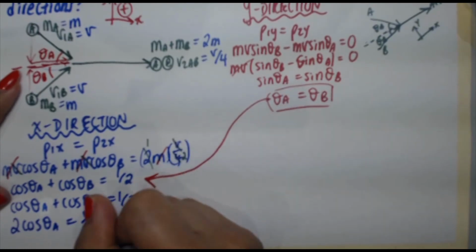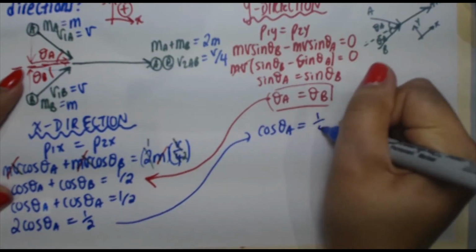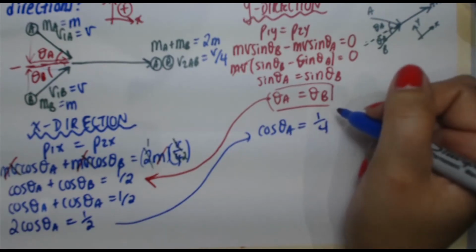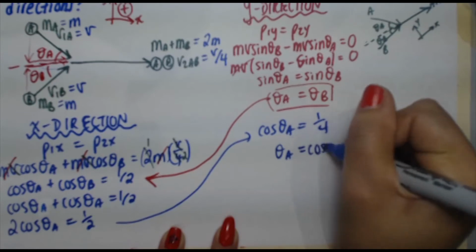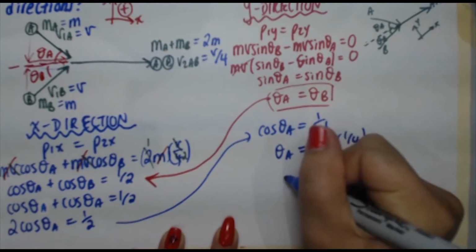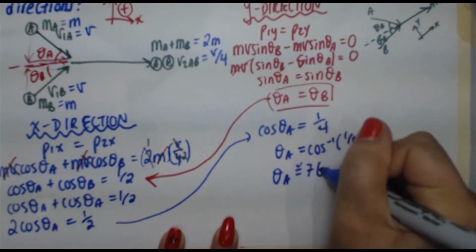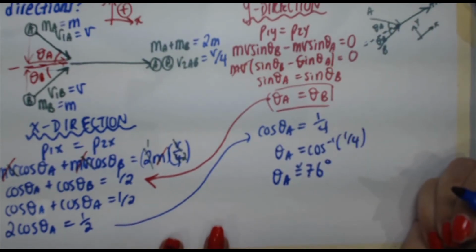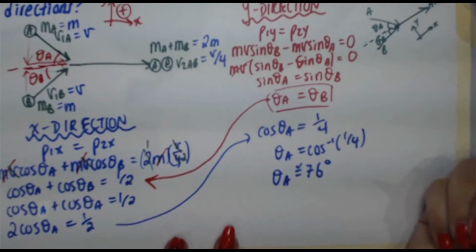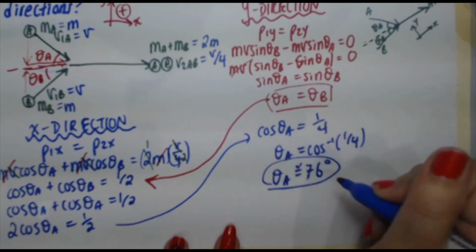Okay, so let's finish solving this over here. Cos theta A is equal to 1/4, so you know how to solve this. You take the inverse cosine of both sides, so theta A is inverse cosine of 1/4. Punch that in your calculator, make sure it's in degrees. You're going to get theta A is approximately 76 degrees. Now in this question, we're not given sig figs, we're given value, so honestly just give your answer to the nearest whole number. Theta A is 76, so there's one answer.